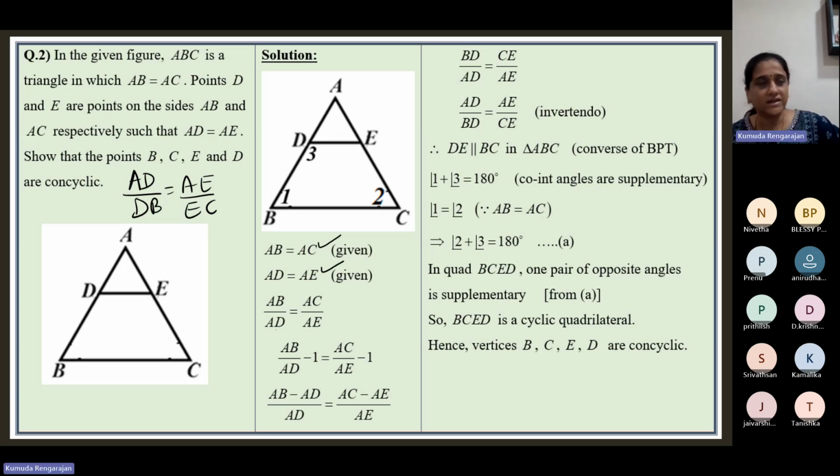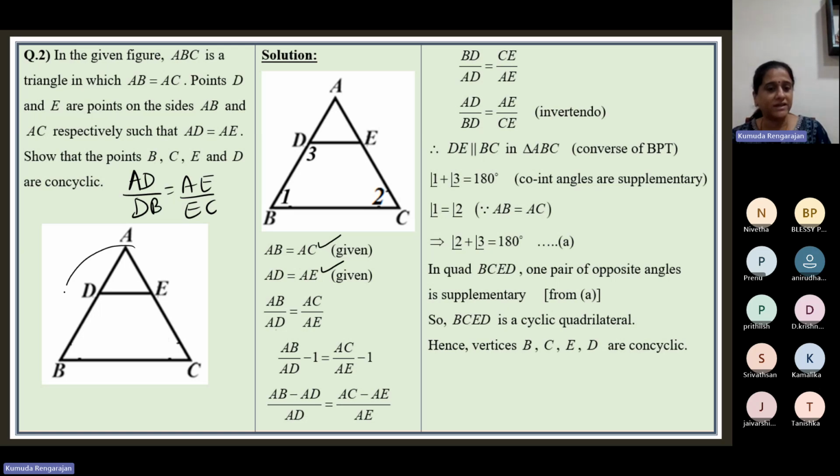So I have AD and AE in the denominator, so they will not change. Now, should you add one or subtract one? This one is an improper fraction, if you can see here. AB by AD: AB is the longer line segment, and AD is the shorter one.